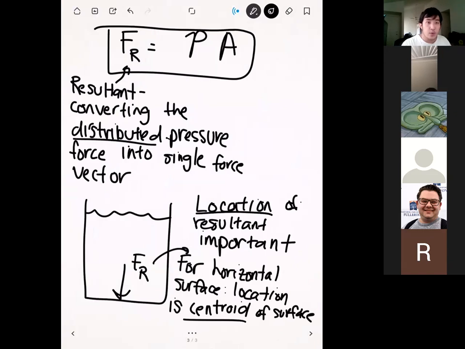So basically what we're going to need for any kind of surface is the surface area of that surface, right? So we can compute the area, right? And then from there, we can compute both the magnitude, right?